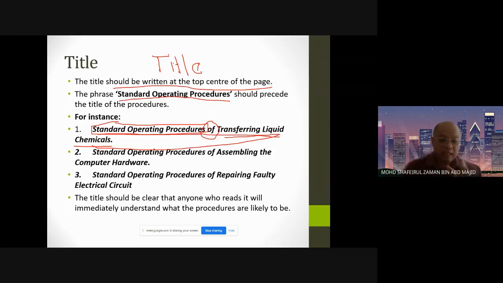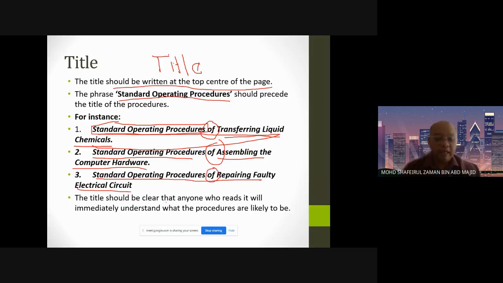The second example given here, assembling the computer hardware. So this is the situation or the task given to you. So how to write the title? You're going to write it, standard operating procedures of assembling the computer hardware. Number three, standard operating procedures of repairing faulty electrical circuit.